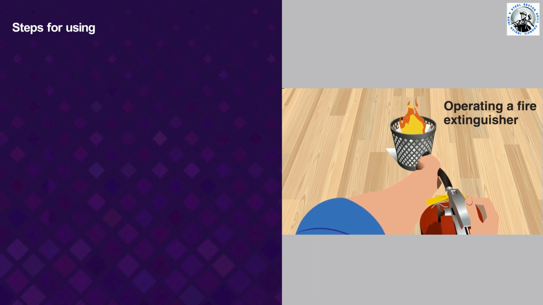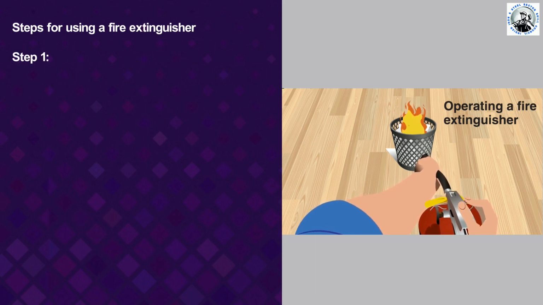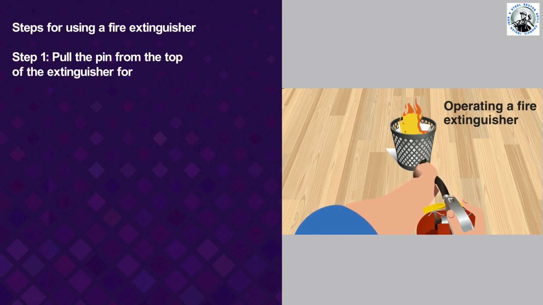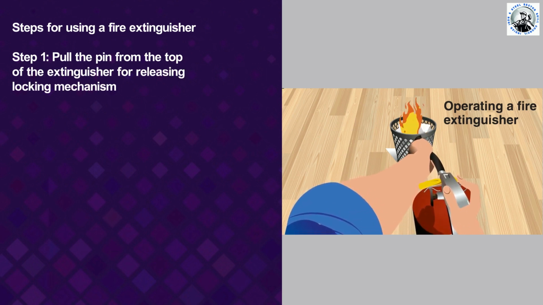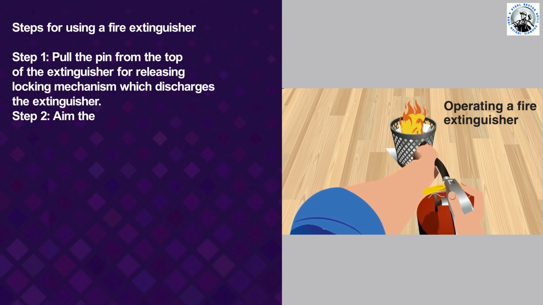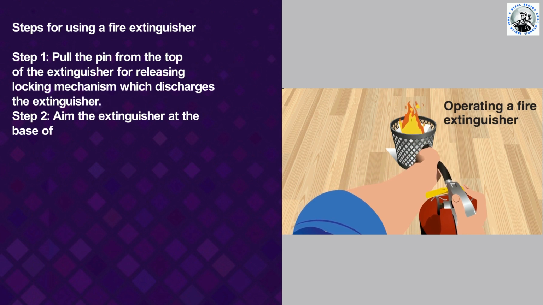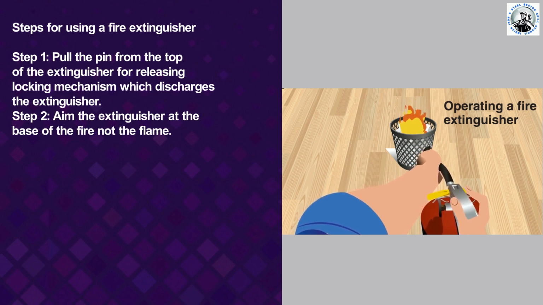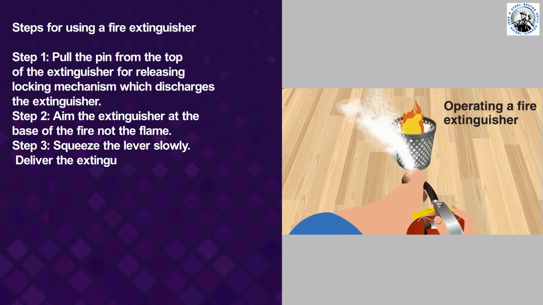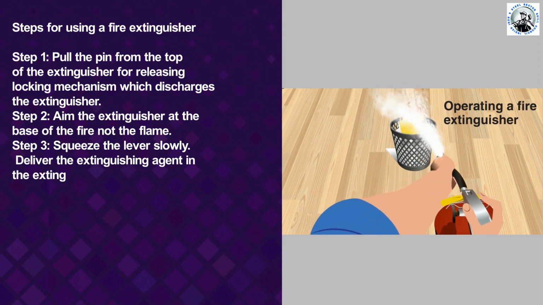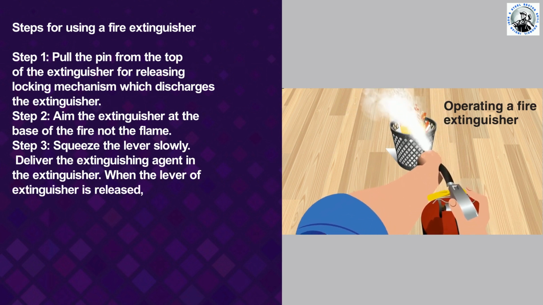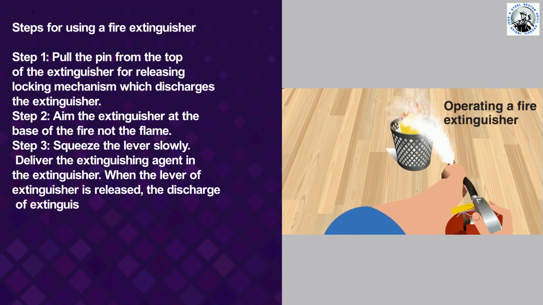Steps for using a fire extinguisher. Step 1. Pull the pin from the top of the extinguisher, releasing the locking mechanism which discharges the extinguisher. Step 2. Aim the extinguisher at the base of the fire, not the flame. Step 3. Squeeze the lever slowly. Deliver the extinguishing agent in the extinguisher. When the lever of the extinguisher is released, the discharge of extinguishing agent stops.